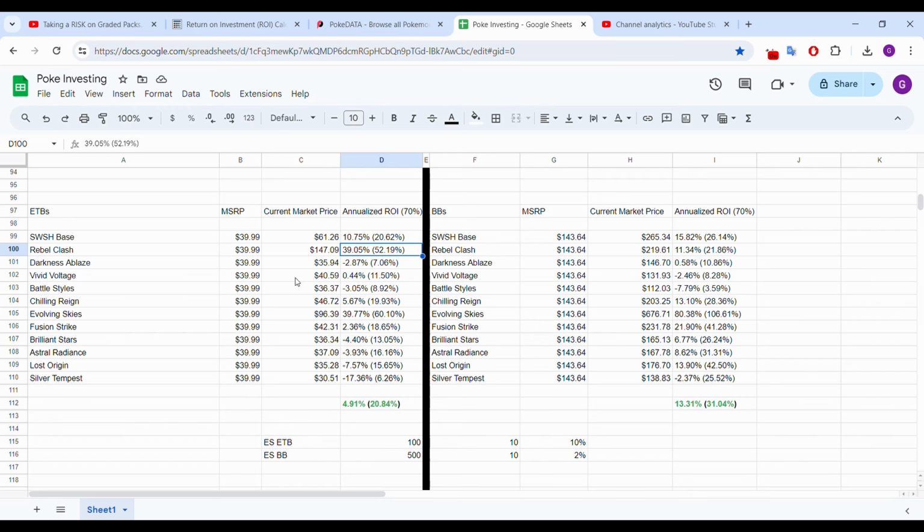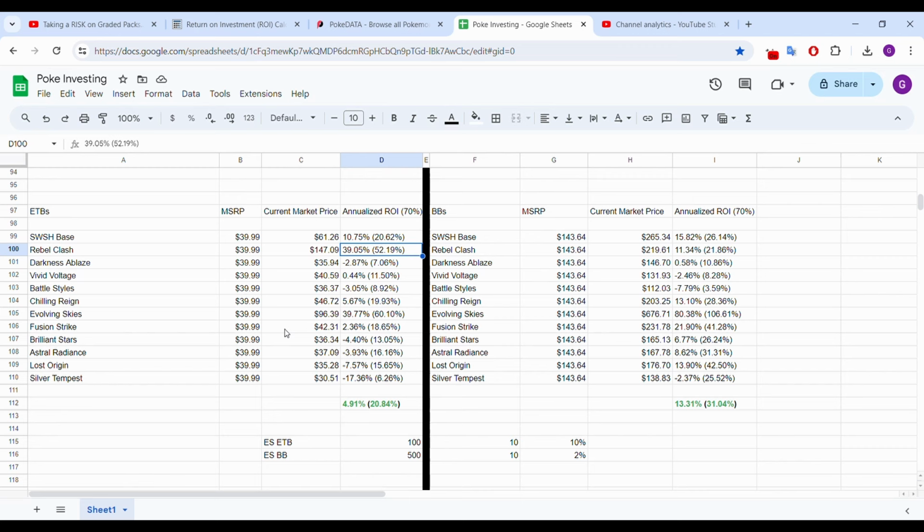Vivid Voltage, current market price $40.59. That gives us 0.44% annualized ROI. Battle Styles, $39.99 MSRP, $36.37 current market price, negative 3.05% annualized ROI. Moving forward into some of the better sets, Chilling Reign, same MSRP, $46.72, 5.67% annualized ROI. Evolving Skies, $96.39, gives us 39.77% annualized ROI. Including Rebel Clash, this is the highest performing, but outside of Rebel Clash, it's really the only one that has done anything. Pretty impressive, almost 40% annualized ROI there.